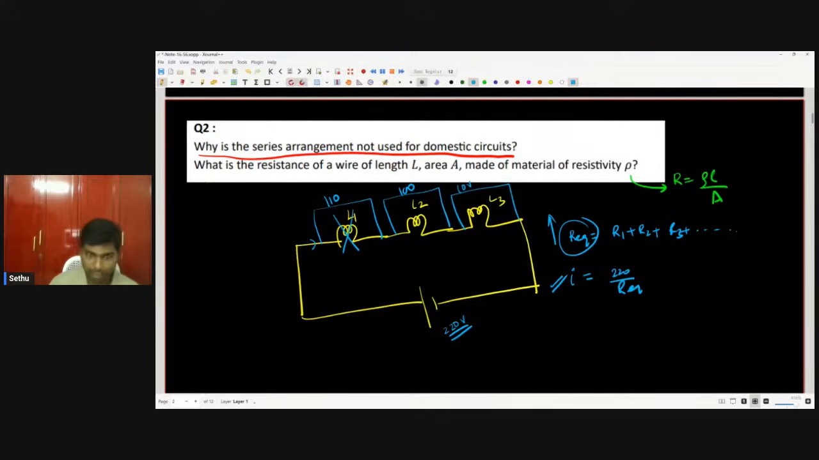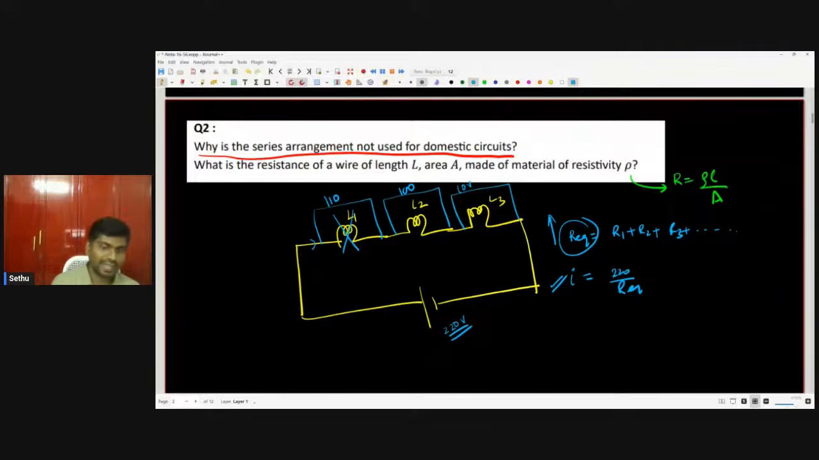I'm just giving you an example. If you add all of this, you get 220. So each electrical component is exposed to a different potential drop. And number four, controlling each of these electrical equipments independently, that's also a problem. Supposing if you want only L1 to glow, you want to turn off L2, once again a problem. So these are some of the reasons why we don't prefer series arrangements in domestic circuits.